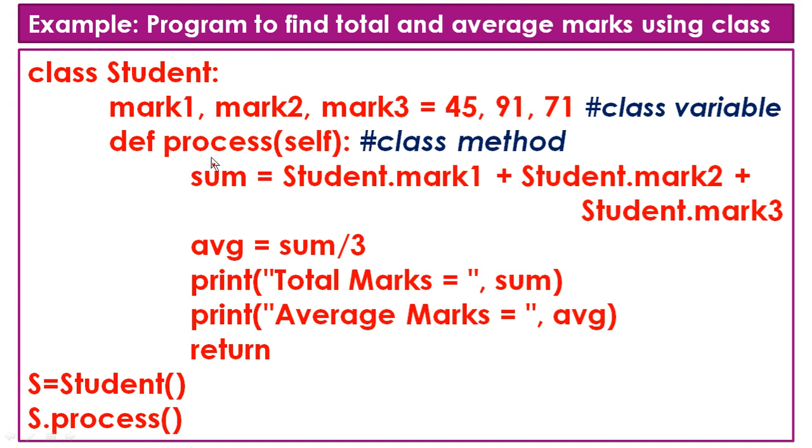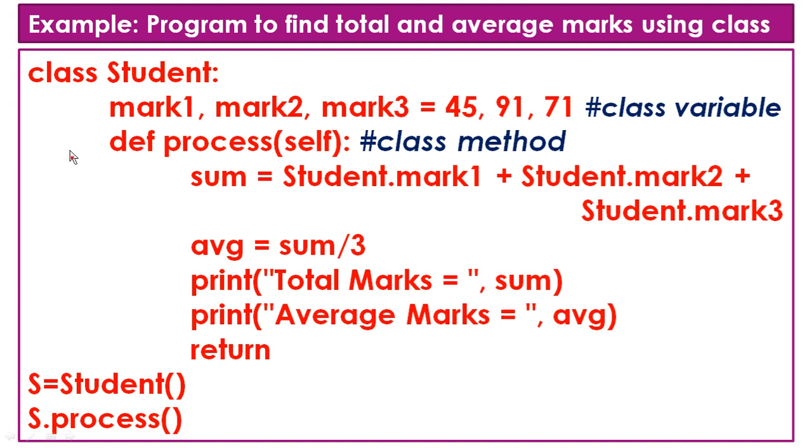Now control transfers to this class method. Here we are going to find out the summation of the 3 marks. Mark 1, Mark 2, Mark 3 are 45, 91, 71. And by using this statement, we find out the average equal to sum by 3. So we get the average value of the 3 marks. And finally, these two statements print the value of sum and also average. And finally, it returns to the main program.